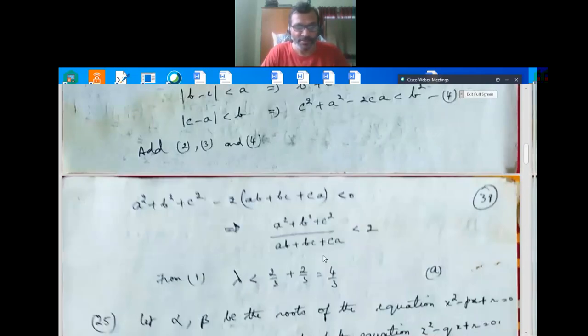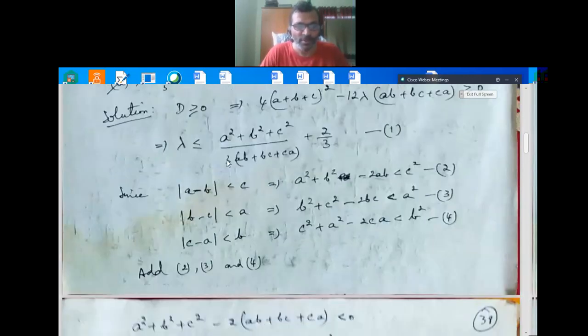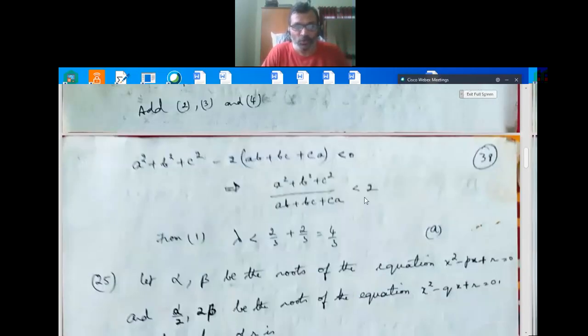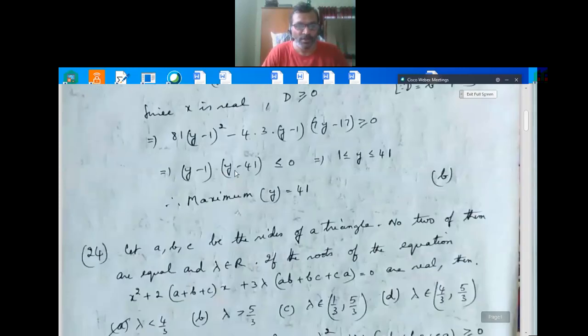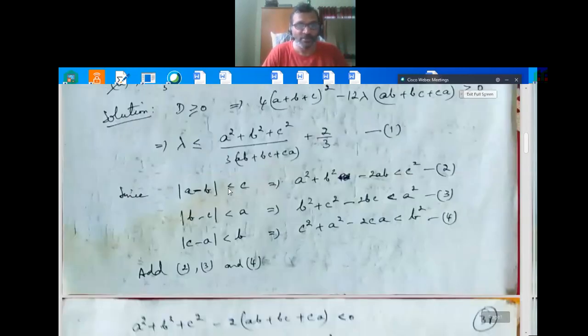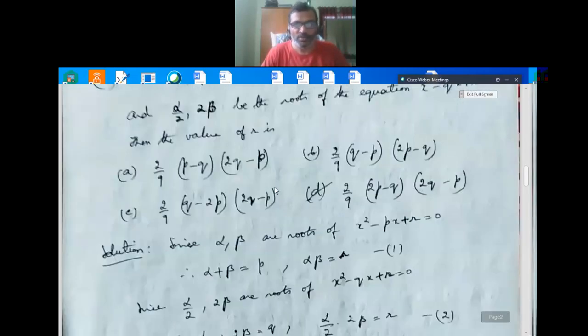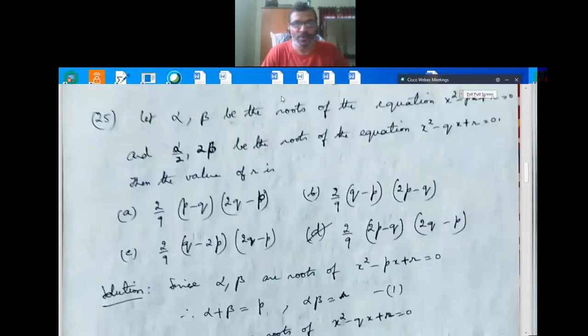So what do I get from 1? Lambda is less than this value. What will be this value? (A² + B² + C²)/(3(AB + BC + CA)) is less than 2/3. So lambda will be strictly less than 2/3 + 2/3, that is 4/3. So option lambda less than 4/3, that is option A. Now I go to question number 25. I hope you have followed this.